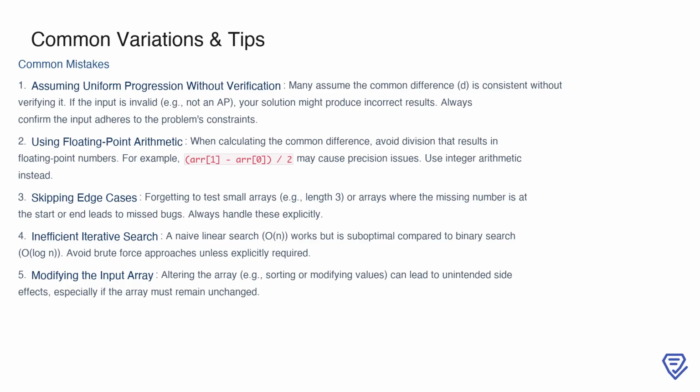Inefficient approaches can also be problematic. A naive linear search might work, but it's not optimal compared to binary search, which is faster for this problem. Finally, modifying the input array, like sorting or altering its values, can lead to unintended consequences. It's best to work with the array as is to avoid side effects, especially if immutability is expected.